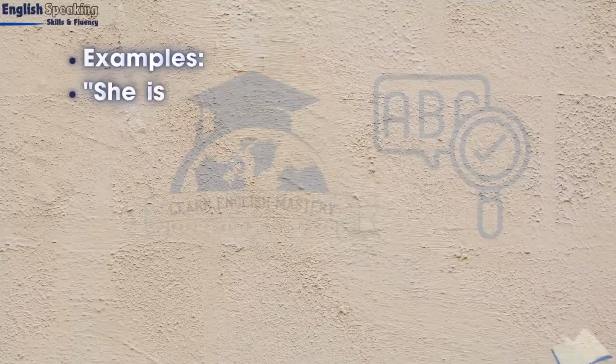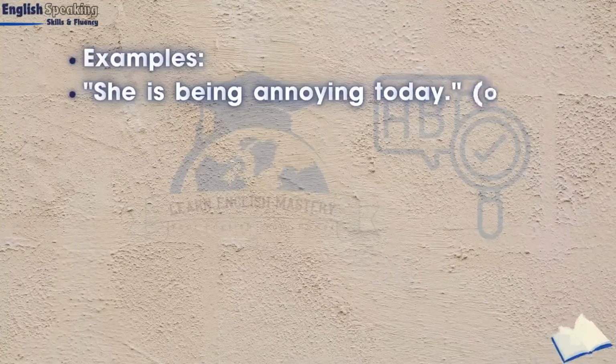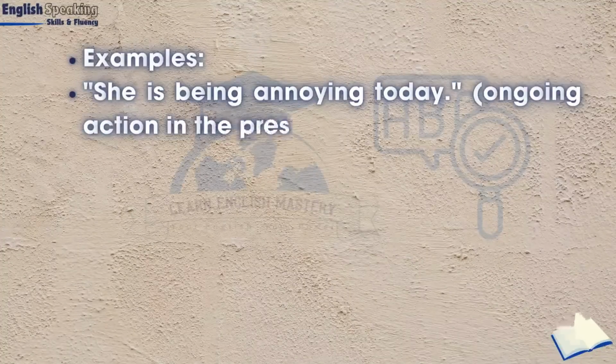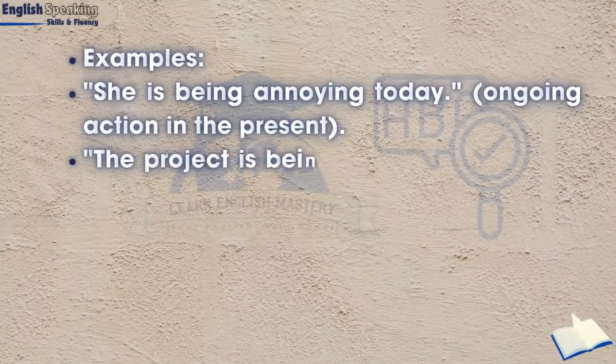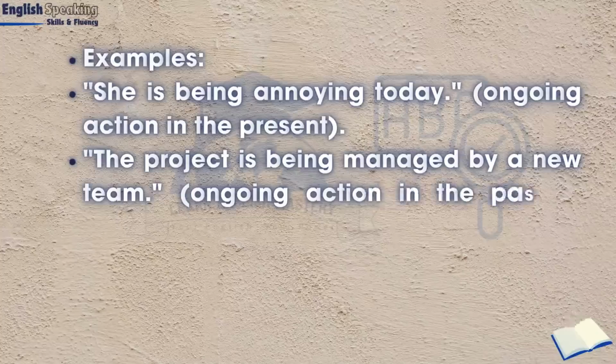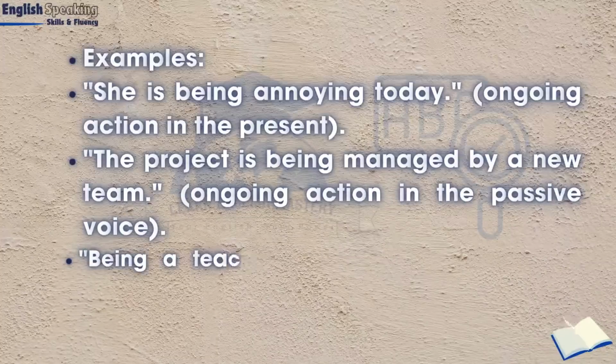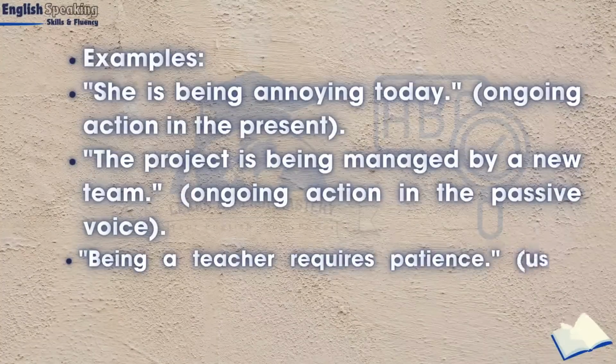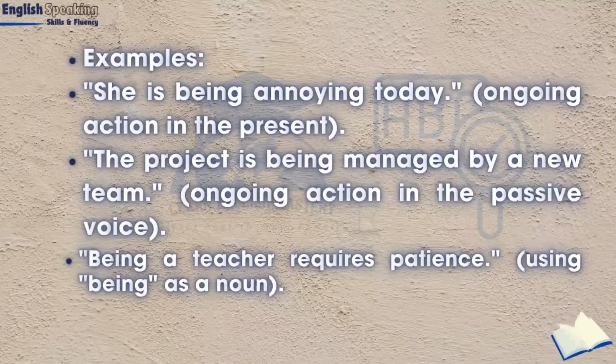Examples: she is being annoying today. Ongoing action in the present. The project is being managed by a new team. Ongoing action in the passive voice. Being a teacher requires patience. Using being as a noun.